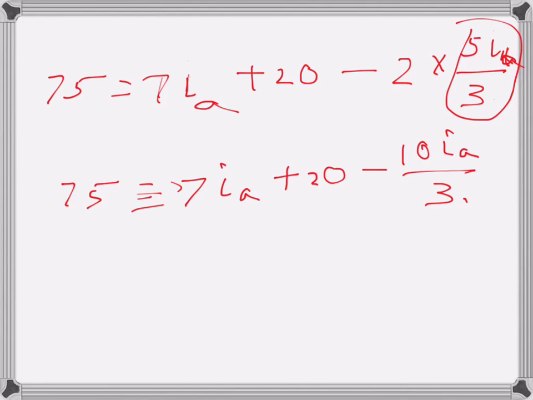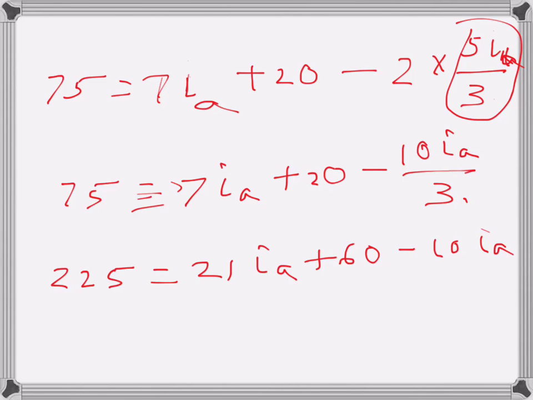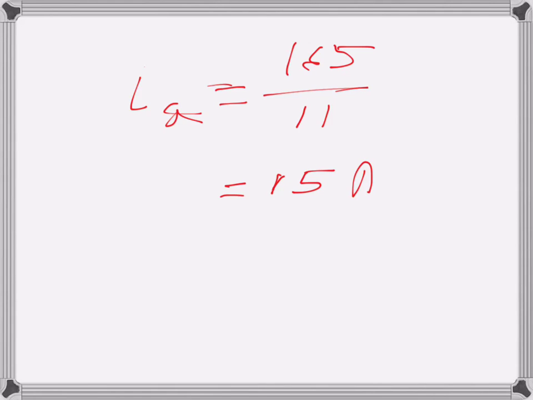Let's multiply both sides by 3. 75 times 3 is 225. Here it's 21IA, plus 60, and then minus 10IA. So 225 minus 60 becomes 165, and 21 minus 10 is 11IA. So IA becomes 165 over 11, which is 15. So 15 amps is the loop current, the one that we were after.